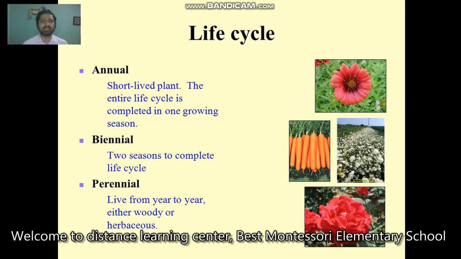Now, the third one is life cycle. If it is herbaceous, now most of the flowers are herbaceous. Now we have to identify their life cycle, whether it is annual, biennial or perennial. Now annual means a short-lived plant. That means it completes its life cycle in one season. The name itself, annual, one, completes its life cycle in one season. Biennial, two, completes its life cycle in 2 seasons. And perennial means it grows more than 2 seasons, from year to year. And these perennials, we can say, may be woody or herbaceous.